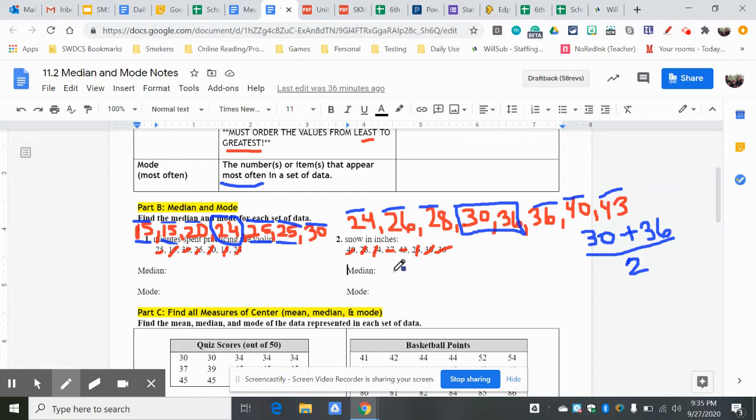Okay, great. Hopefully you got that one correct. Mode, the number that occurs most often. So you look through these numbers. Which ones have appeared more than one time?